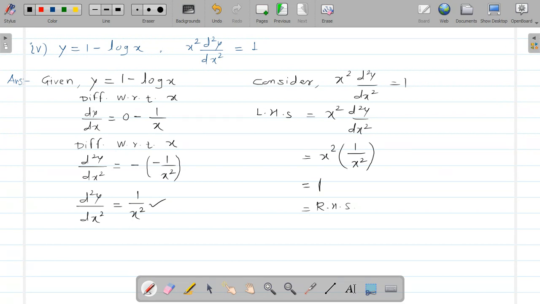That's why you can say that this function satisfies the given differential equation. So you can write: given function is a solution of the given differential equation, because after putting the value of d square y upon dx square we get the RHS, so it satisfies the equation. So you can say that the given function is a solution of the differential equation.